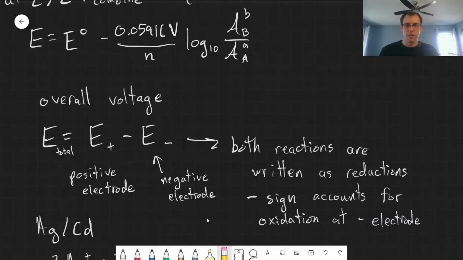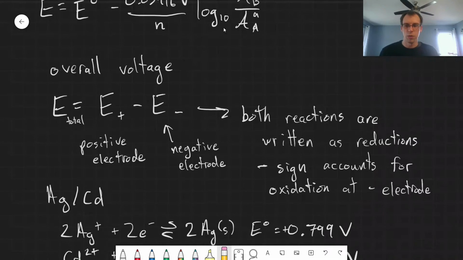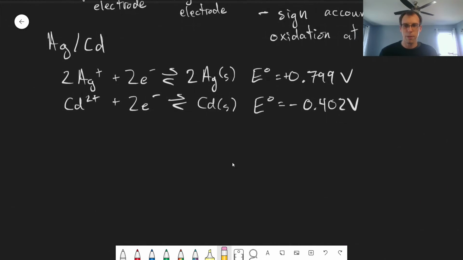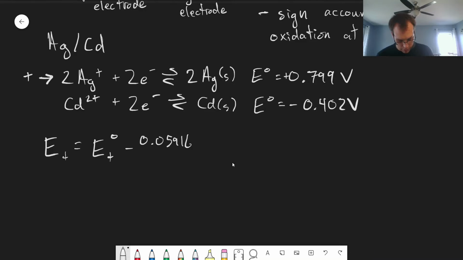Okay, so let's do that. All right, so we'll do E plus first. Our positive electrode is our silver. So E plus is going to be equal to E plus naught, our standard reduction potential, minus 0.05916 volts over n times log base 10 of, and now we can look at our specific, again, we're going to ignore activity coefficients and do this just in terms of concentrations.